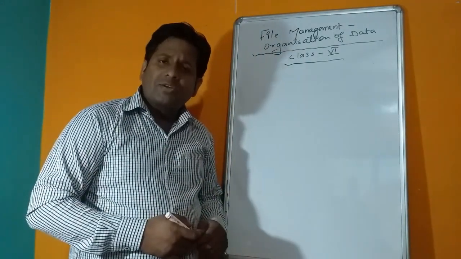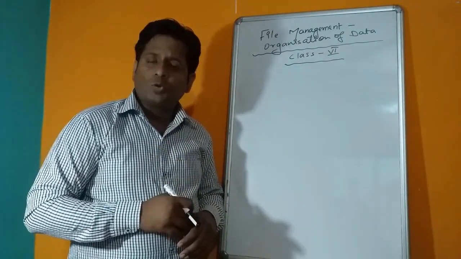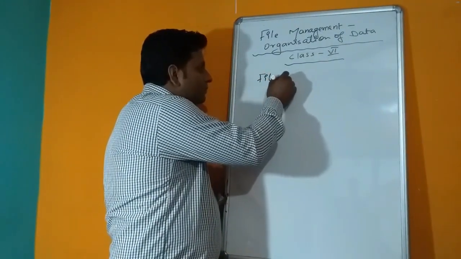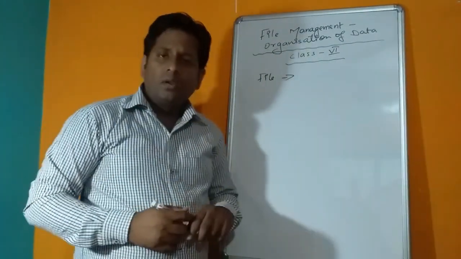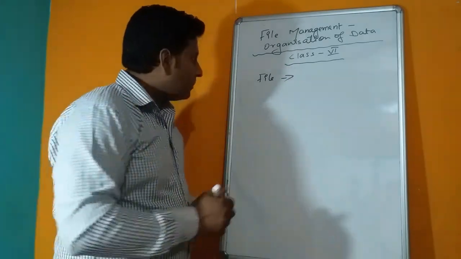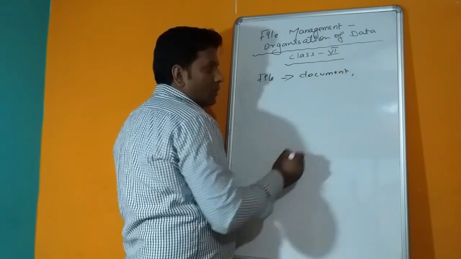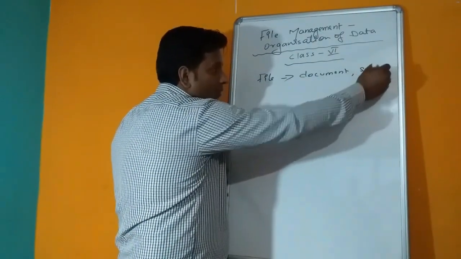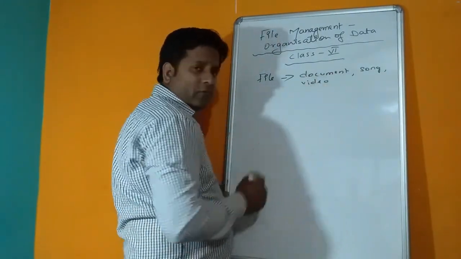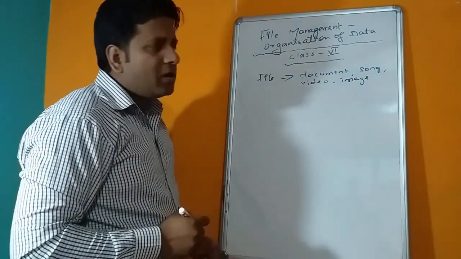So children, before starting this chapter, let me tell you a few very important points that you should know. First of all, what is a file? Files are simply a document, even a music file. A file can be a document, an individual song, maybe a video file or an image file. Like this, there can be multiple files.